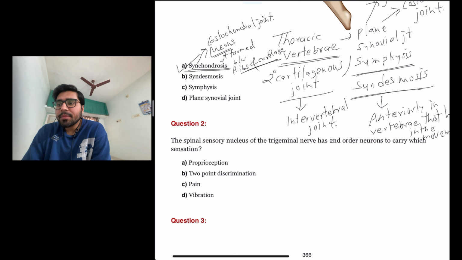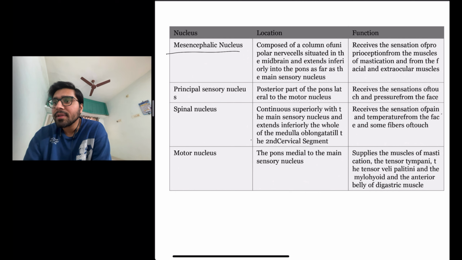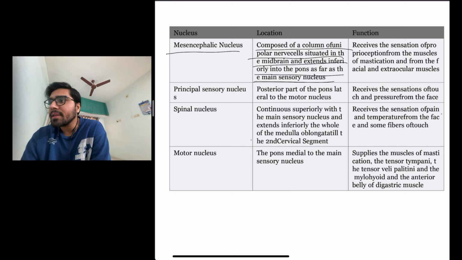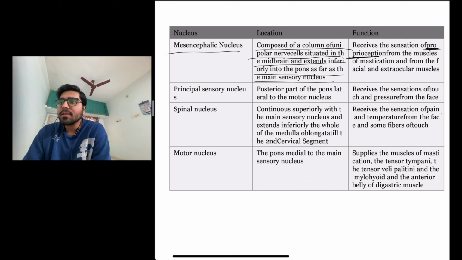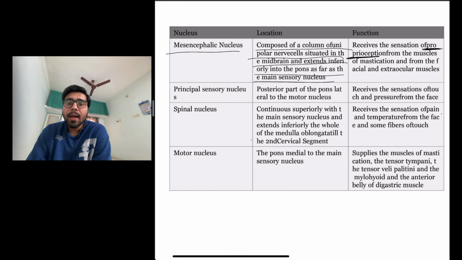The spinal nucleus of the trigeminal nerve has second order neurons to carry which sensation? So let us discuss all the nucleuses of trigeminal nerve. The first nucleus is mesencephalic nucleus. It is composed of a column of unipolar nerve cells situated in the midbrain and extends inferiorly to the pons as far as the main sensory nucleus. It receives the sensation of proprioception from the muscle of mastication and from the facial and extraocular muscles. So the main function of mesencephalic nucleus is proprioception.